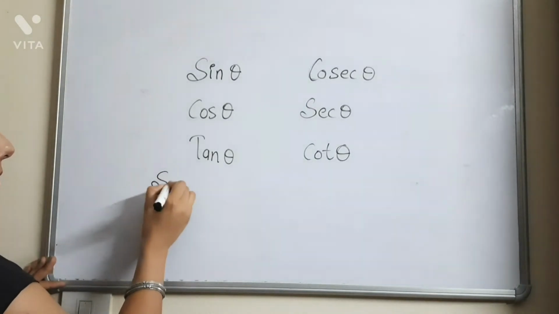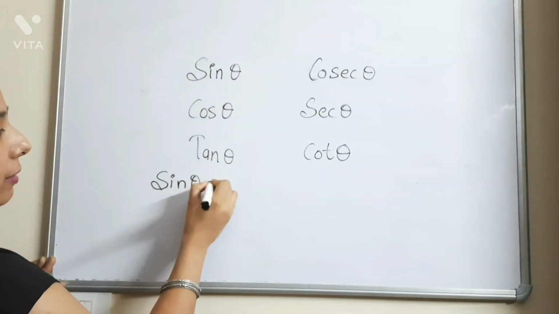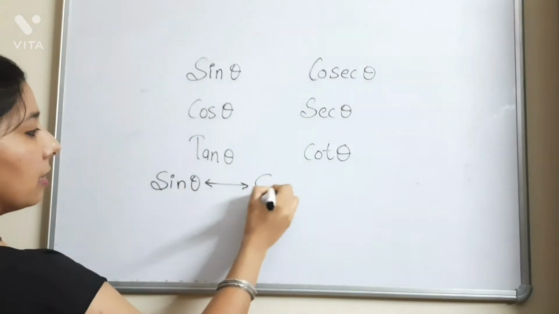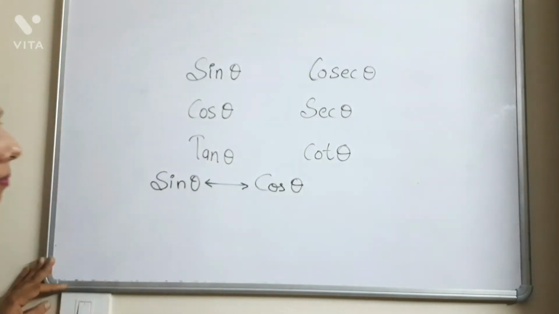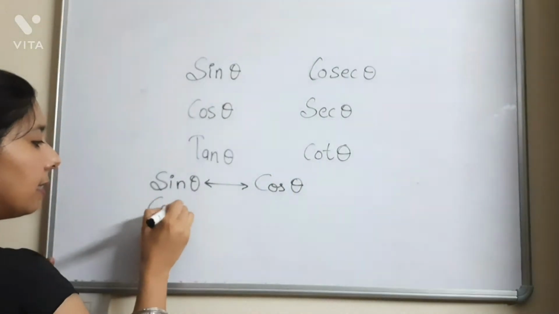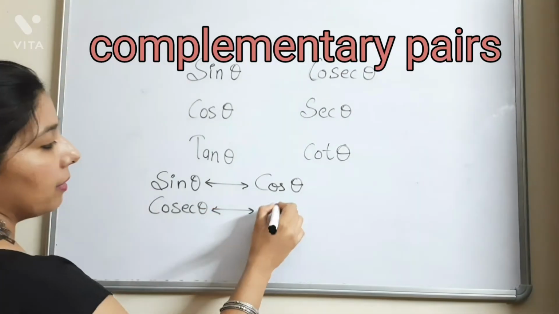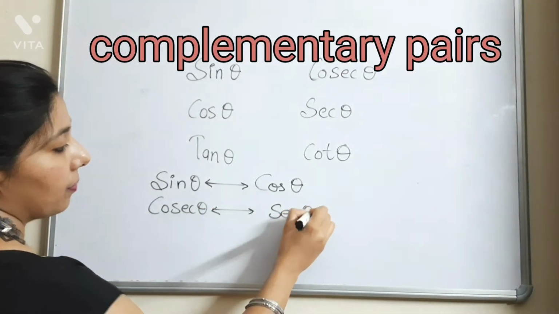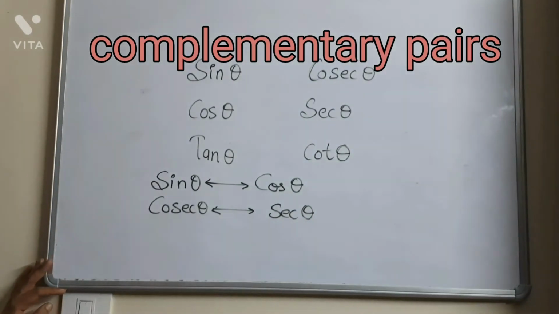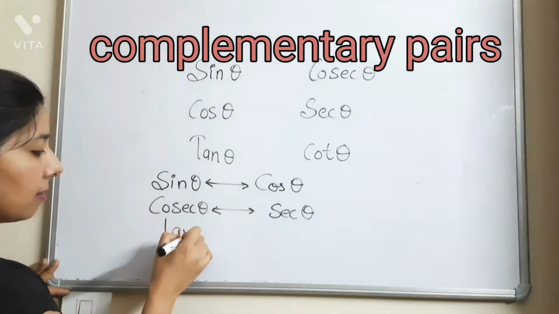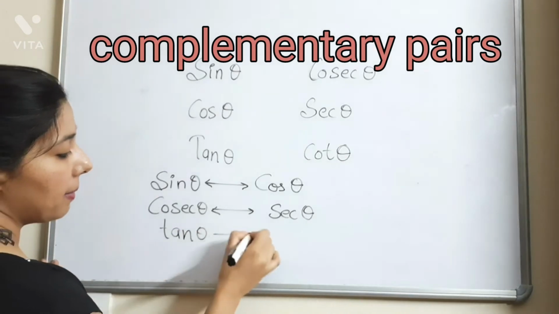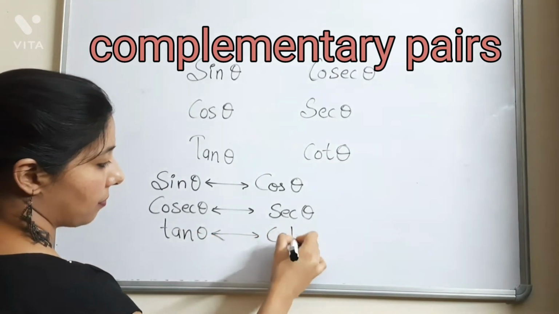So sin theta makes a complementary pair with cos theta. And cosecant theta makes a complementary pair with secant theta. And tan theta makes a complementary pair with cot theta.